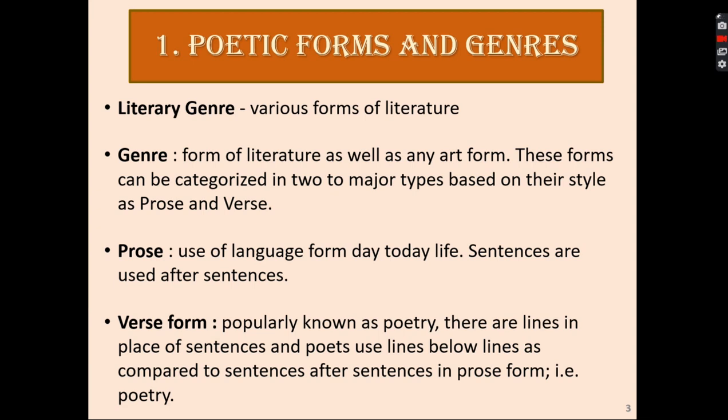These forms can be categorized into two major types of literary genre: prose and verse. You know prose versus verse, right? If it is prose, we know how it should be presented, like a piece or a certain write-up. Of course, it should be in sentence form, while verse, just think about poetry. Prose uses a language form which we definitely use in our daily life, with sentences after sentences. For example, when we read a short story, that is an example of prose. It is using sentences.